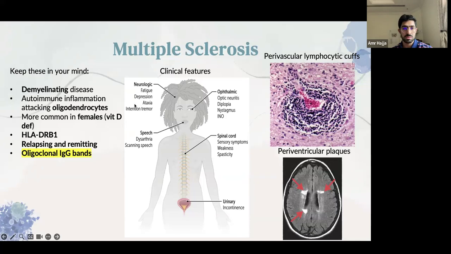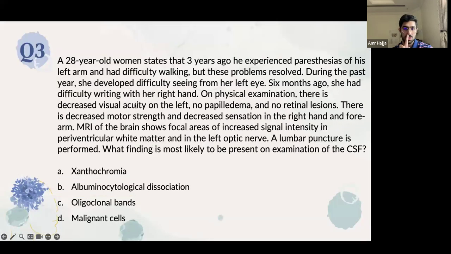Now, let's go back to our questions. So here we had a patient, a female, that had paresthesias and difficulty walking, but these problems resolved. So this is the relapsing and remitting. During the past, she developed difficulty seeing from her left eye. 6 months ago, she had difficulty writing with her right hand. So the symptoms are coming and going, different symptoms. However, they are all under the same umbrella, which is multiple sclerosis due to the impairment of myelination. Lastly, here we have MRI showing periventricular white matter lesions in the left optic nerve.